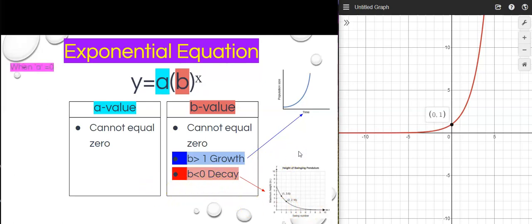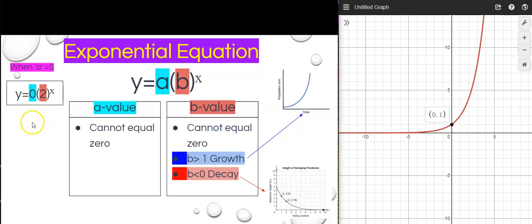Okay, so when a is equal to 0, I just want to show you guys this as I always do. What happens when a is equal to 0? Well, I just plug some numbers in for b and some numbers in for a. And so when I replace the number with 0 for a, look at what happens.